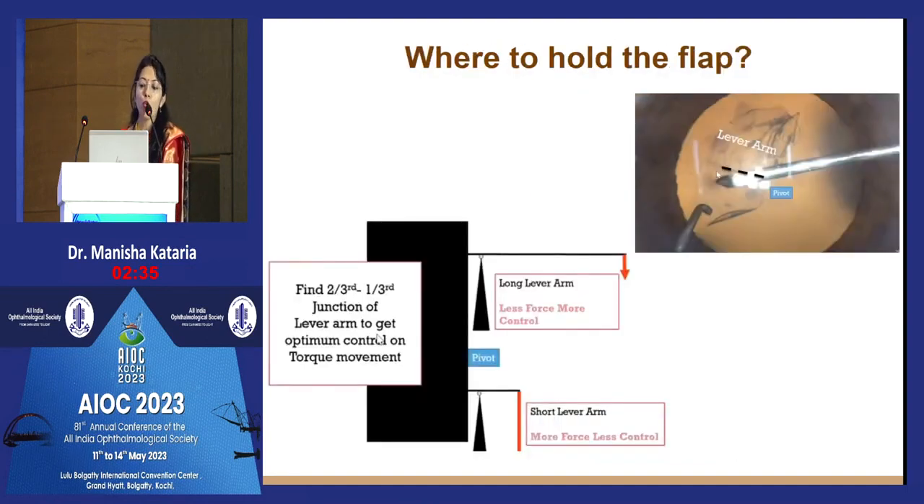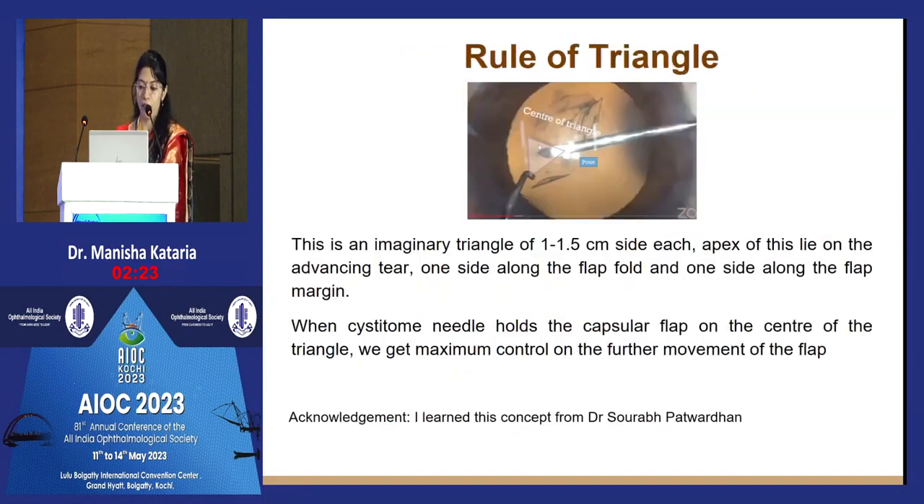Then, where to hold the flap? From the pivot to the lever arm, it should be at the 1/3, 2/3 junction of the lever arm to get optimum control on the torque moment. This can be explained by the rule of triangle. This concept is given by Dr. Saurabh Patwardhan. You can imagine a triangle of 1 to 1.5 centimeters.